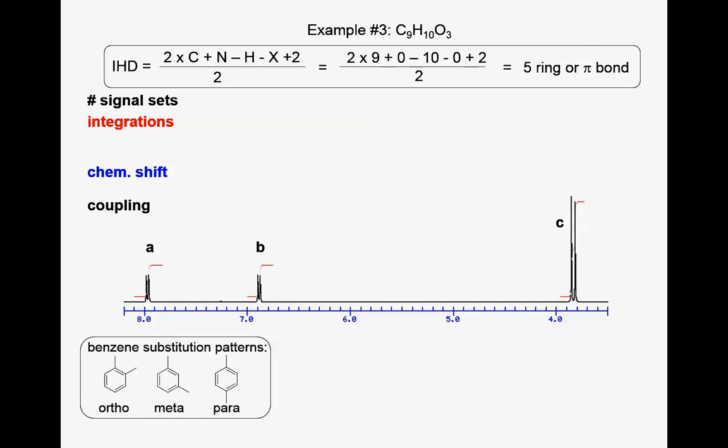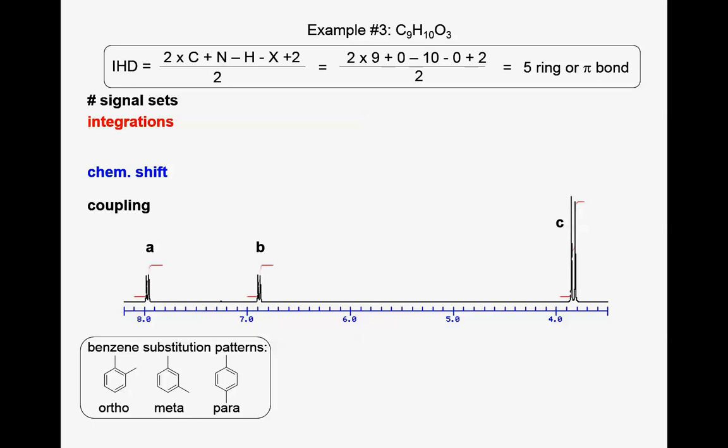So this one's been completed for us, or at least the hydrogen deficiency has. So we've got 5 rings or pi bonds. So again, lots of electron deficiency, and with that much, it doesn't guarantee it, but there's a pretty good likelihood that we've got some sort of benzene type structure going on. All right, so let's think about that. Do we have any signals that are shifted down into that 7 to 8 ppm region?